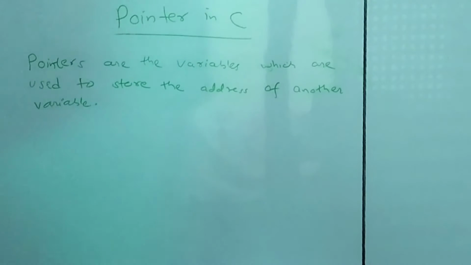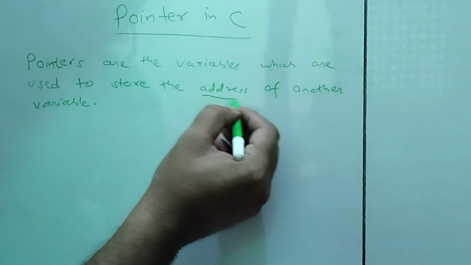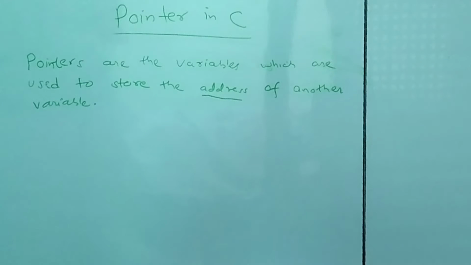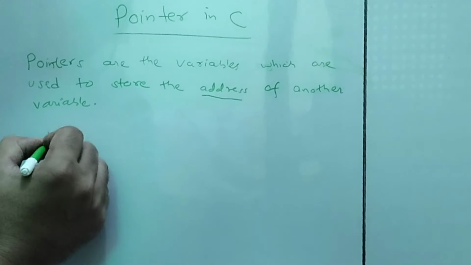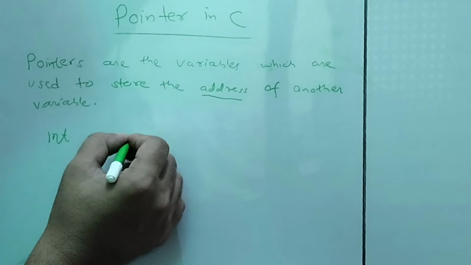We are going to learn pointers in C. So what is a pointer? Pointers are variables which are used to store the address of another variable. For example, let's say we have a variable x: int x = 5.